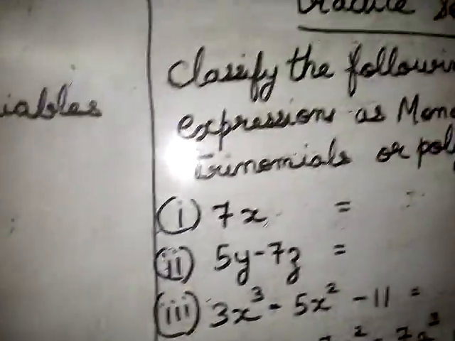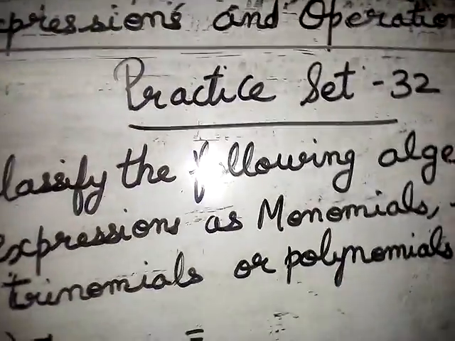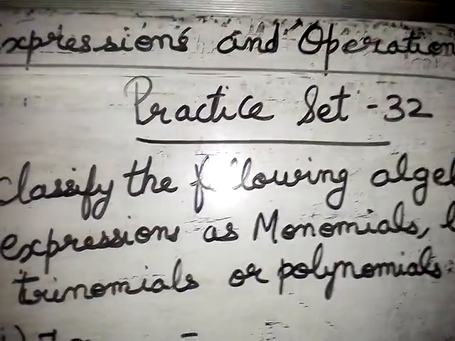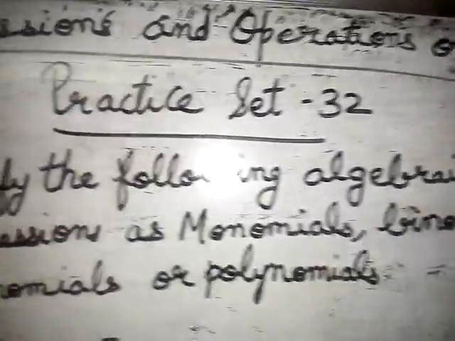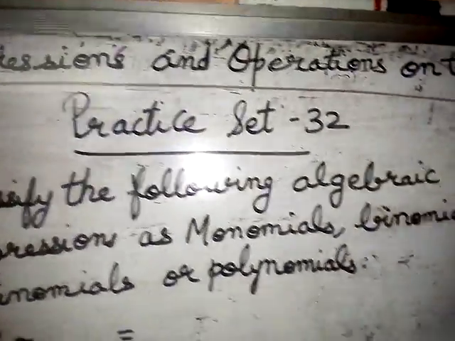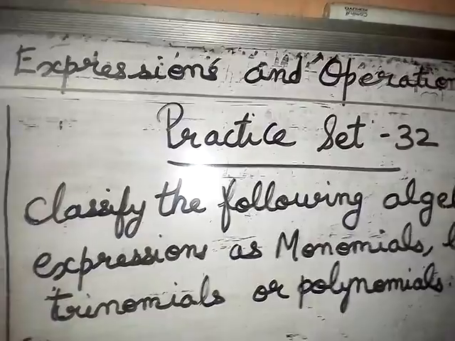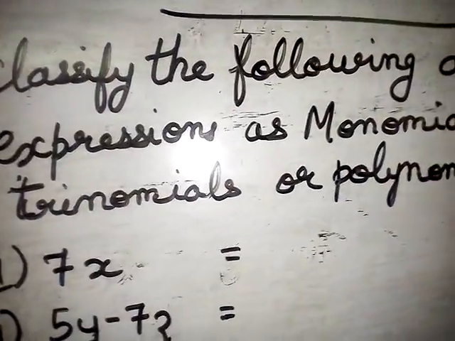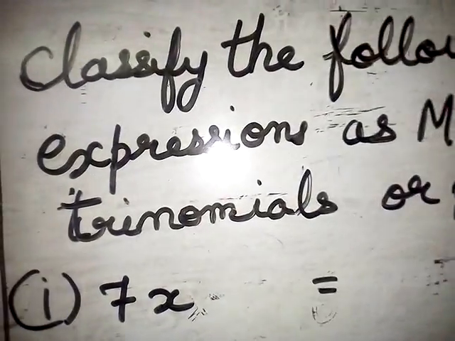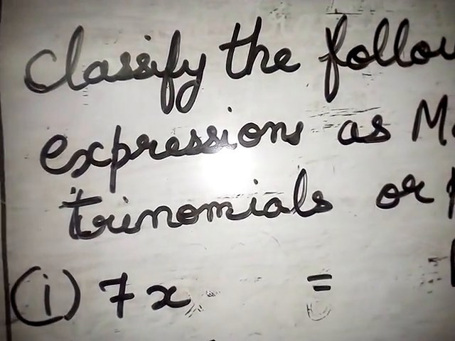Now we will start the practice set. Here you have to solve this. Practice set 32. Classify the following algebraic expressions as monomials, binomials, trinomials or polynomials. First one, you have one term. A single term is a monomial.